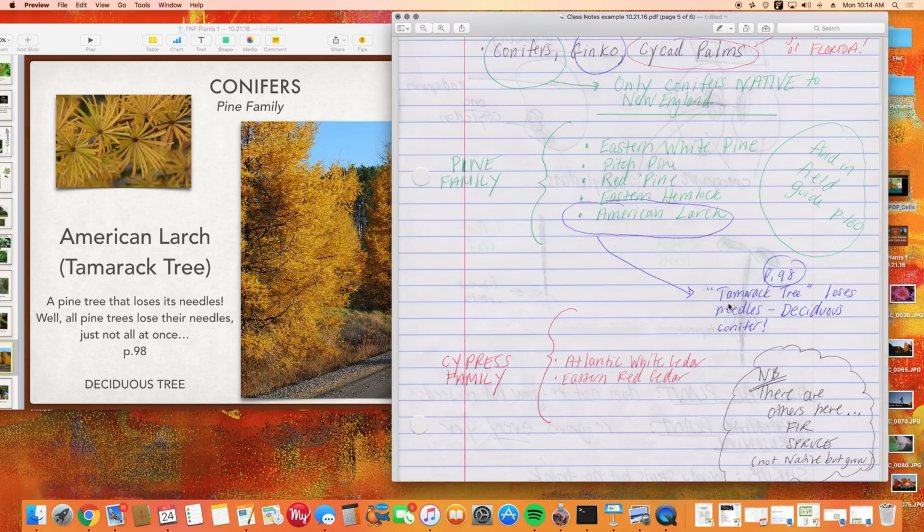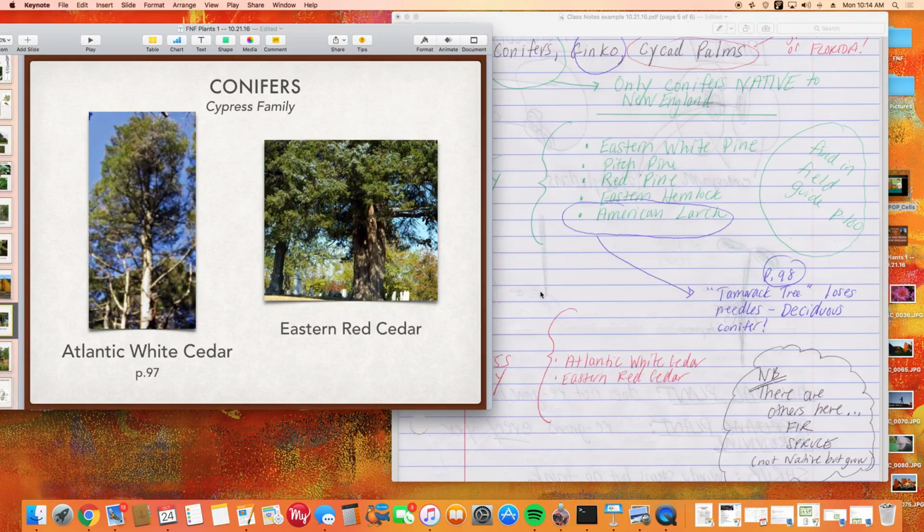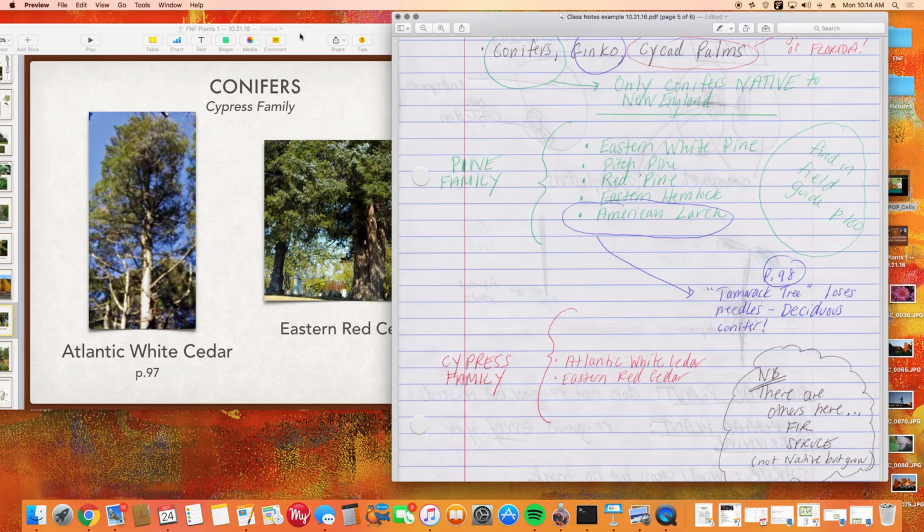My husband grew up on Tamarack Place, so I asked him, hey, did you have tamarack trees? Well, he didn't, but he knew what they were. I did not know what a tamarack tree was until this year. So, hey, I've learned something here as well.